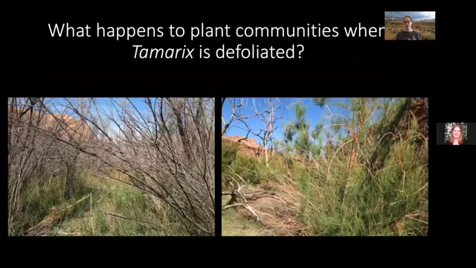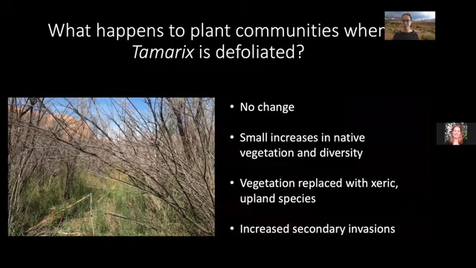In general, my research deals with this big picture question: what happens to plant communities when tamarix is defoliated by the biocontrol beetle Diorhabda? So far, studies have shown a wide range of plant community responses to defoliation, including no change in understory plant community, small increases in native vegetation and diversity, shifts towards more of an upland community rather than the typical riparian species, and increased secondary invasions.